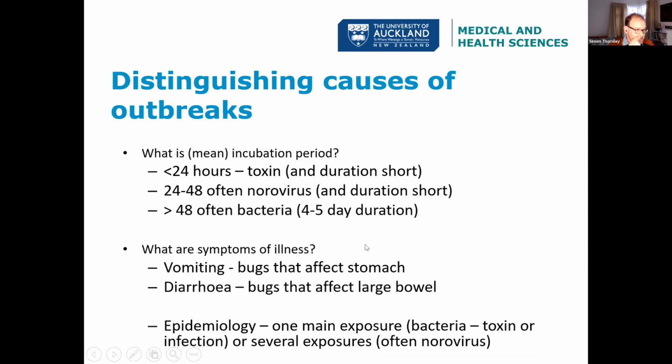So how do we distinguish the cause of outbreaks? I've talked a bit about incubation period. So how long from the meal to getting the symptoms? That's what we call the incubation period, the time that the bug needs to grow and to produce the symptoms. So toxins are usually less than 24 hours, norovirus 24 to 48, and 3 days for bacteria or some other viruses. And what are the symptoms? Usually vomiting, diarrhea.